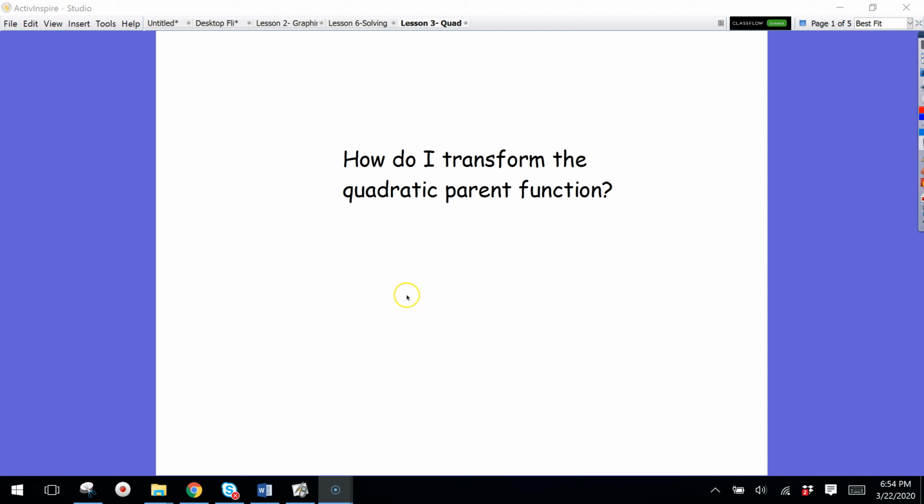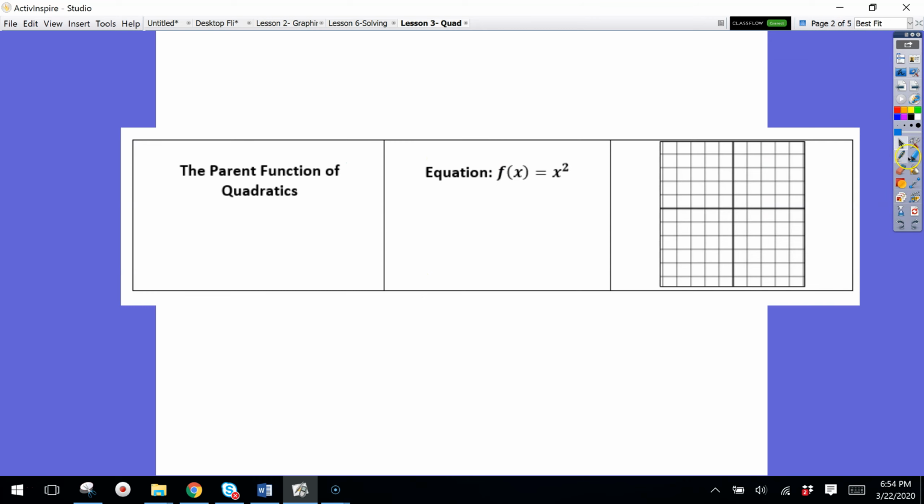So in this video, we're going to be talking about how we transform the quadratic parent function. Before we start, let's talk about what the quadratic parent function is. If you remember when we were talking about lines, the parent of the line was f of x equals x. Now, the parent function of a quadratic is just f of x equals x squared, because the squared is what makes it a quadratic.